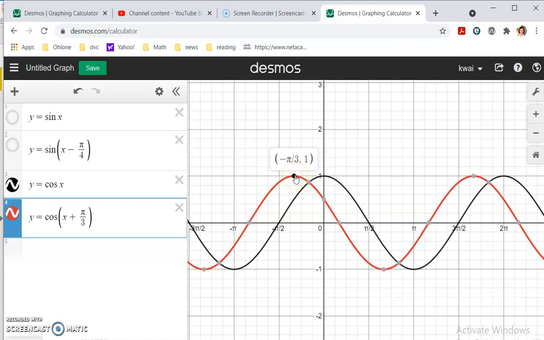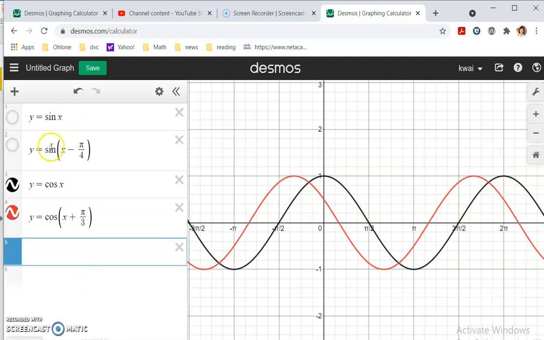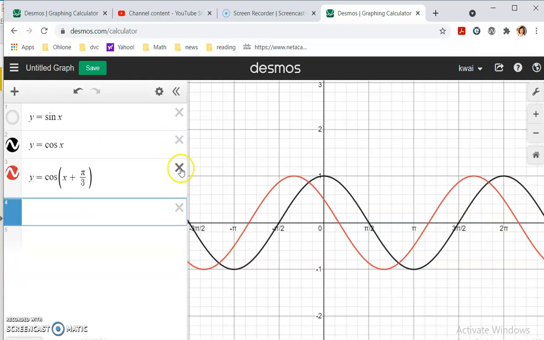It used to start from 0 to have the maximum. Now it's here, and then it ends earlier also. It used to end at 2 pi, the black curve. Now it ends earlier at 5 pi over 3, which is 2 pi minus pi over 3. So both the beginning point, or the leftmost point, and the rightmost point of a cycle change. And then let's get rid of these two.